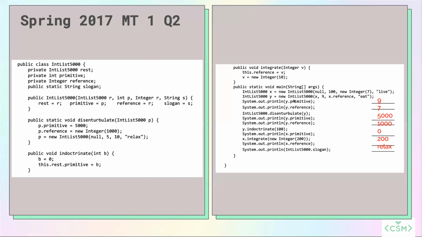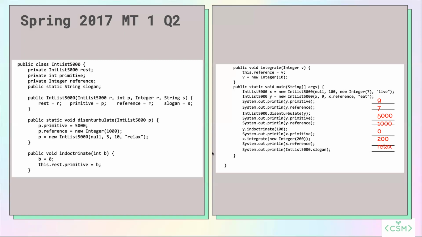As you can see up here, the rest of y was x. And then we go to the primitive of x, because that's this dot rest dot primitive. And then we set x's primitive to be 0. Does that make sense? Okay, awesome.